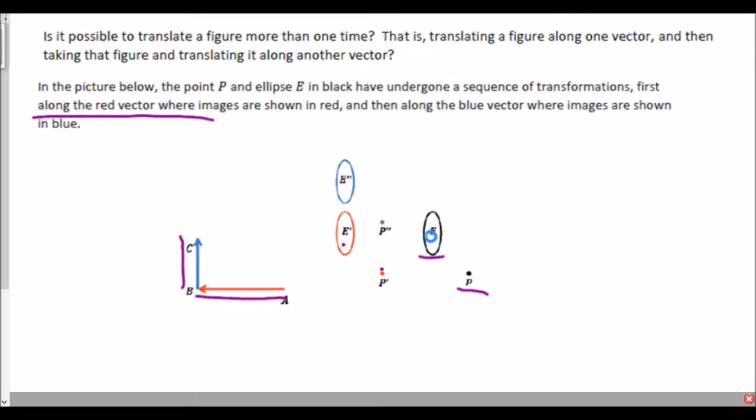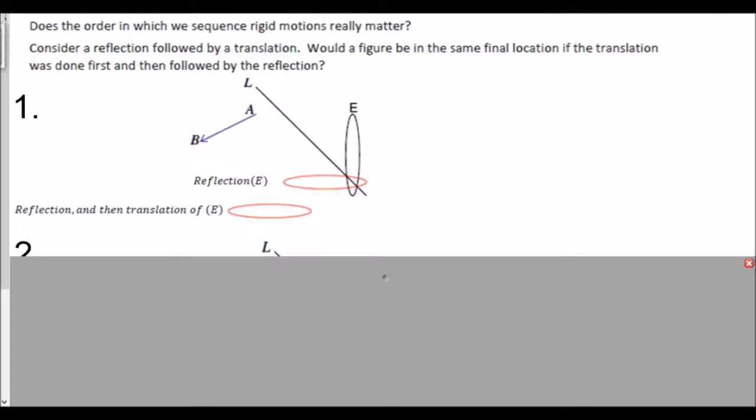If I went from B to C and then over A to B, I end up still at E prime, which is E double prime, sorry, which is exactly where I was when I went from A to B and then B to C. So the sequence of translations doesn't matter, no matter which vector you follow first. But we're looking at a reflection followed by a translation. So we're talking about two different transformations here.